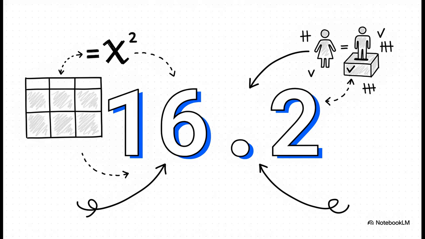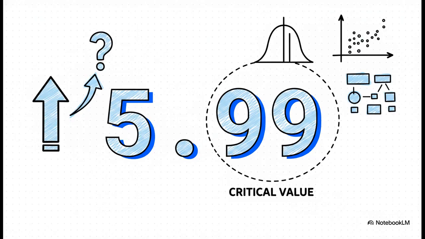So, we go through the exact same process, build a contingency table, calculate all the expected frequencies, and then run the chi-square formula. For this data set looking at gender and voting, our final test score comes out to 16.2. But is 16.2 a big number? Is it big enough to mean something? This is where our degrees of freedom come in. For a table of this size, at a standard level of confidence, the critical value, the threshold we have to beat to say our result is significant, is 5.99.